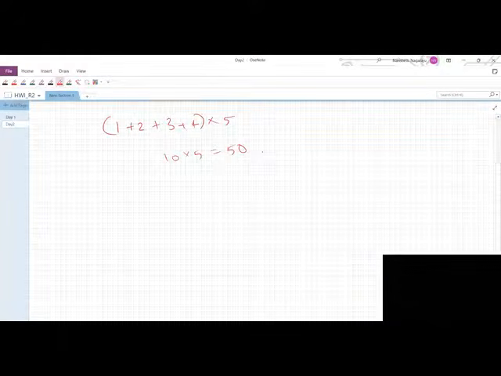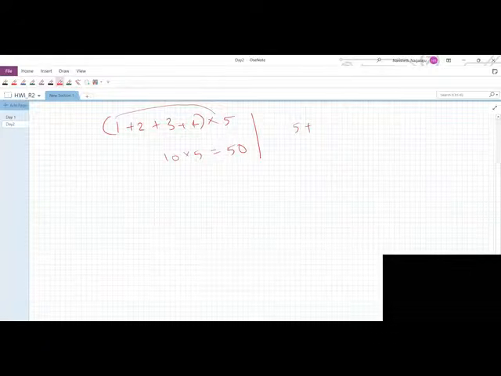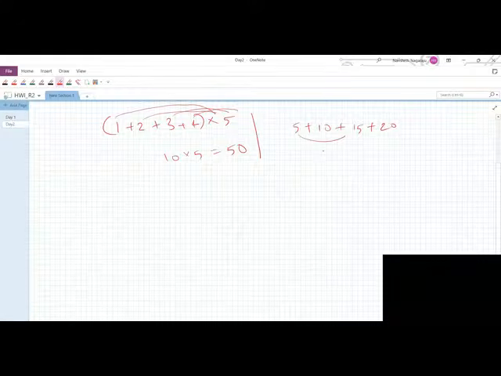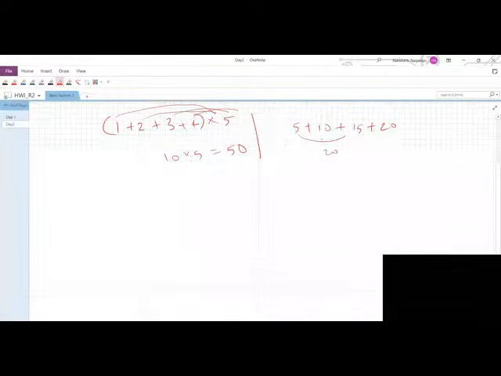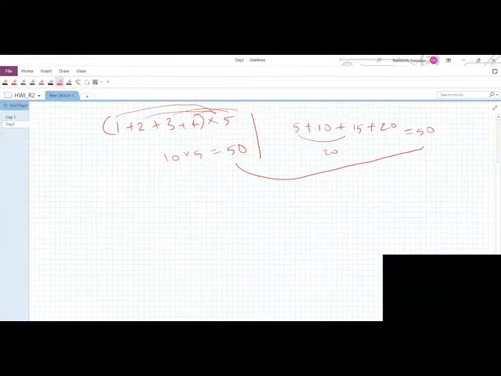Or else you have one more way to solve this problem, which is 1 into 5, 5, plus 2 into 5, 10, plus 3 into 5, 15, plus 4 into 5, 20. And again 5 plus 10, 15, 15 plus 15, 30, 30 plus 20, that is equal to 50. In both cases, we got the same answer, which is 50.